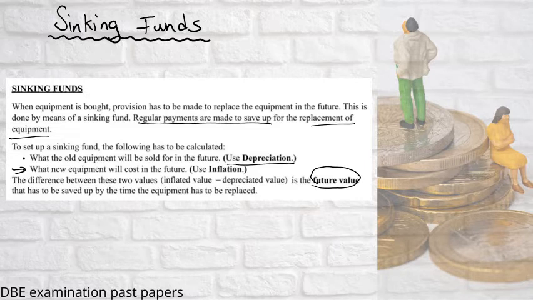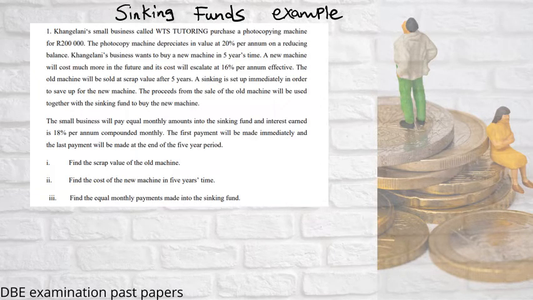So we call this whole procedure sinking funds. Let me repeat, it's the saving account where equal payments are made in order to replace an item in the future. Okay, let's just take a look at an example, and we just take it from there. Sinking funds example.